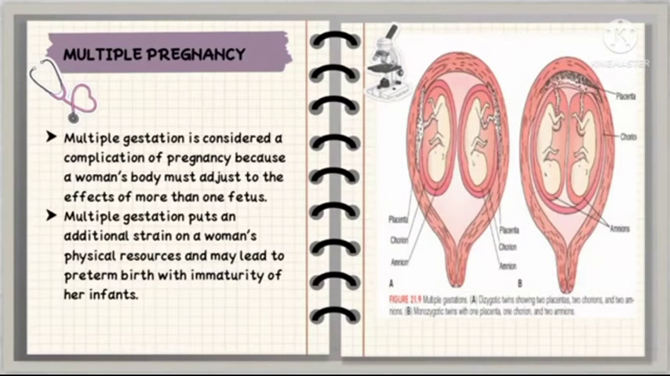And next, the picture shows the multiple gestation. So there are two types of multiple gestation. The first one, in letter A, is the dizygotic twins, showing two placentas, two chorions, and two amnions. And then in section B, which is called monozygotic twins, has one placenta, one chorion, and two amnions.